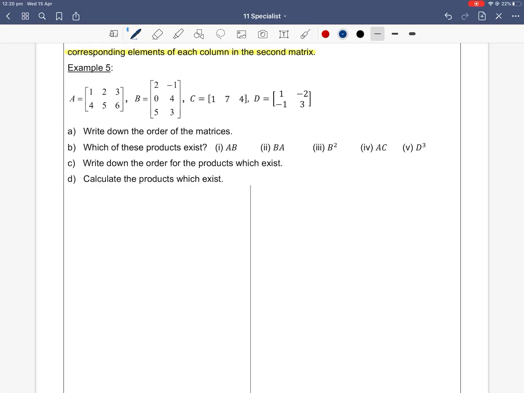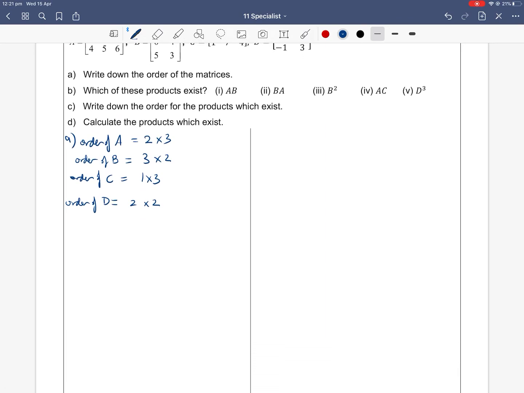Okay, so let's have a look at example 5. We have 4 matrices, A, B, C, D. Part A, write down the order of the matrices. Order of A is 2 rows by 3 columns. Order of B is 3 rows by 2 columns. Order of C is 1 row by 3 columns, and order of D is 2 rows by 2 columns.